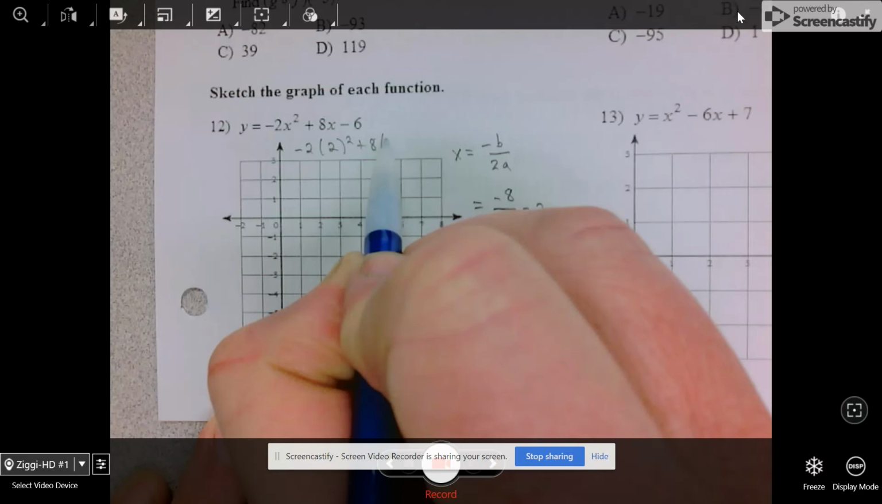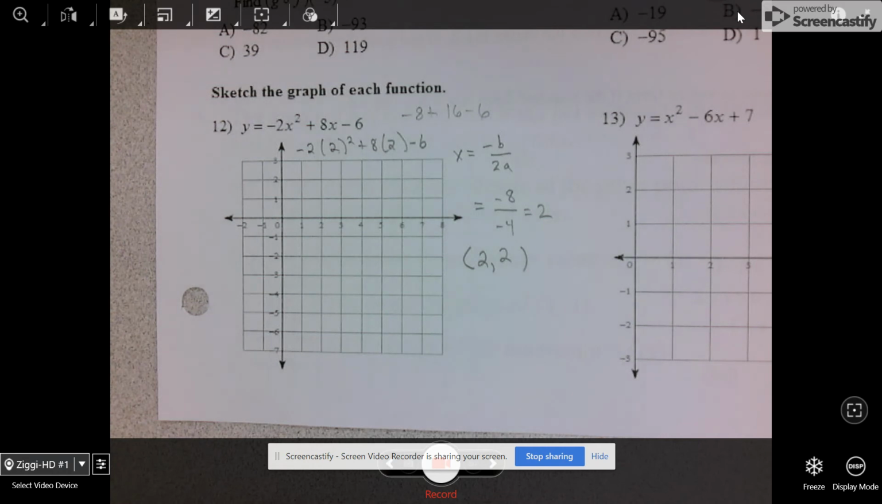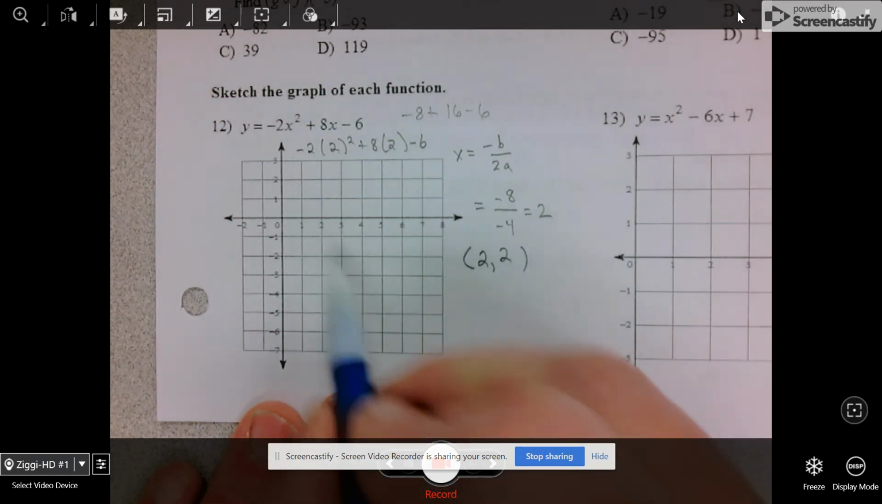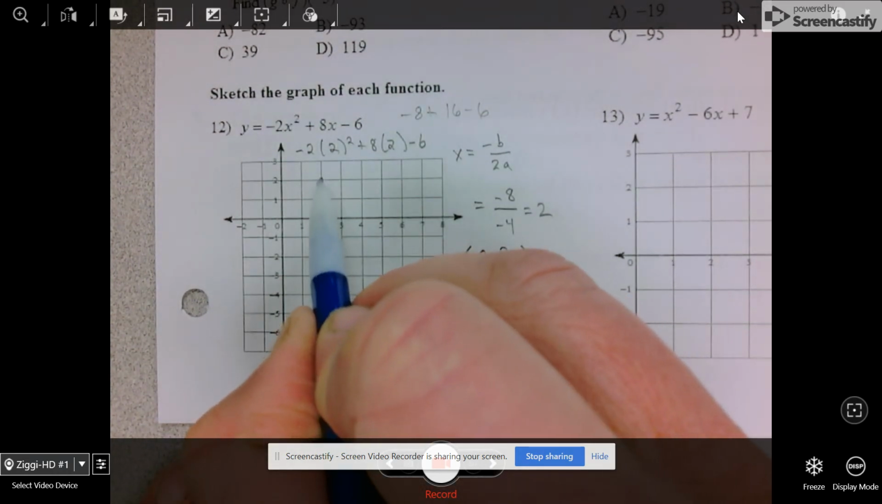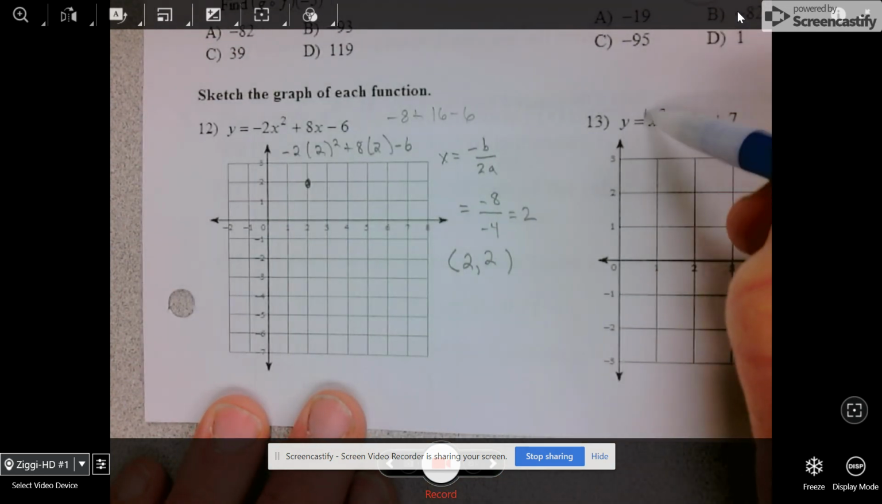And then we have a 1, 3, 5 rule for the coefficient in front of the x. So if the coefficient in front of the x is a 1, we go over 1, up 1, over 1, up 3, over 1, up 5. But it's a -2. So instead of 1, 3, 5, we multiply by -2. We have -2, -6, -10.